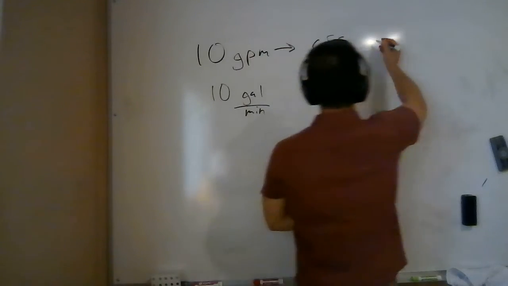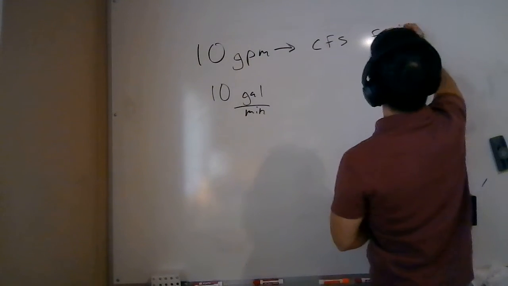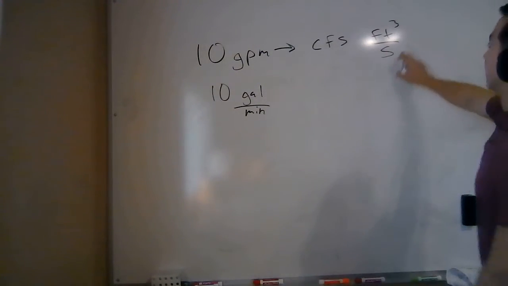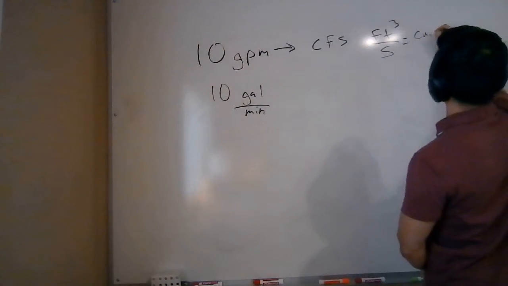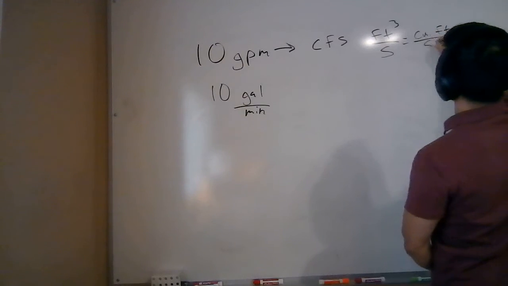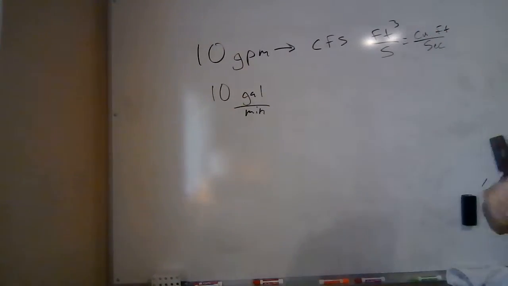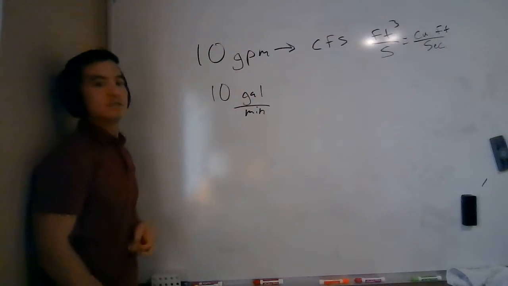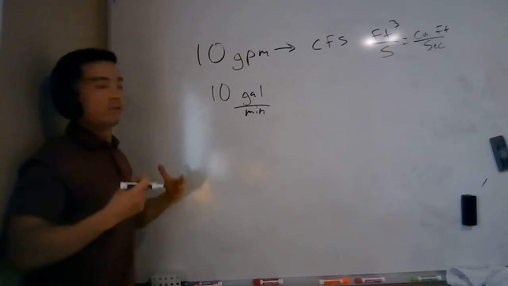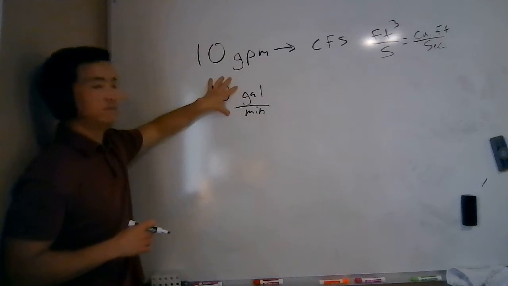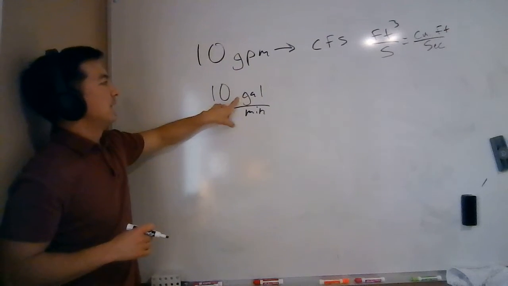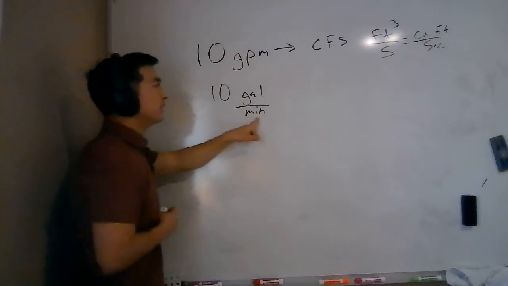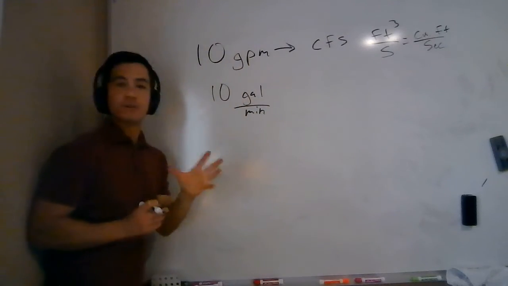We need to remember that CFS is going to be cubic feet per second, right? Remembering that this is the same thing as writing it as cubic feet per second or several other different ways of writing that problem. Okay, so let's look at this, converting 10 gallons per minute. What we want to do is focus on the units first. Let's hold off on the number 10. I need to convert gallons to cubic feet. I need to convert minutes to seconds.